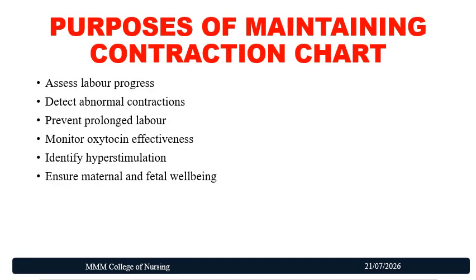The purposes of maintaining the contraction chart are to assess the labor progress, to detect abnormal contractions, to prevent prolonged labor, to monitor oxytocin effectiveness, to identify hyperstimulation of the uterus, and to ensure maternal and fetal well-being.